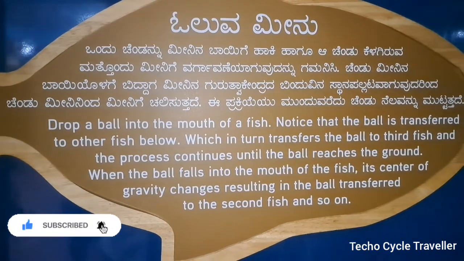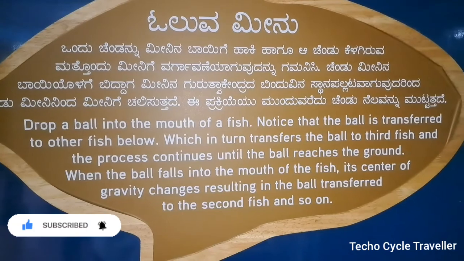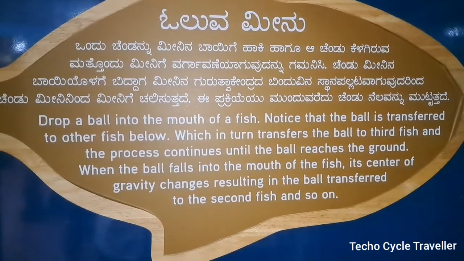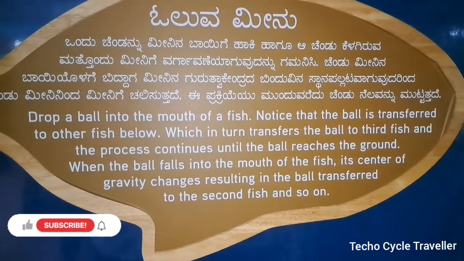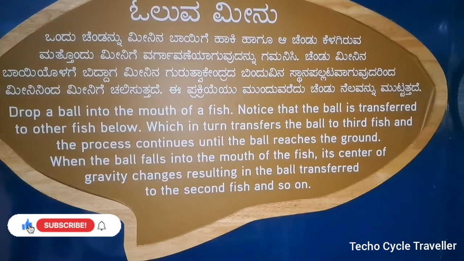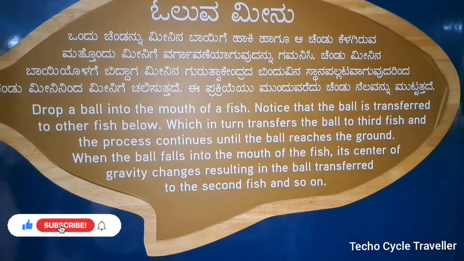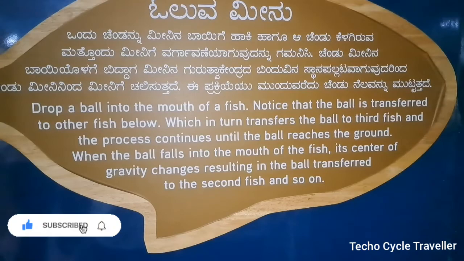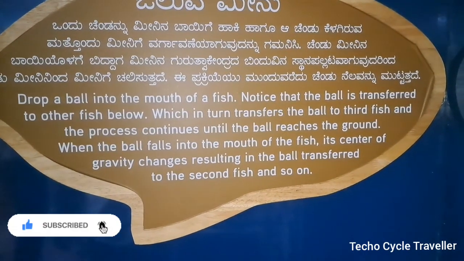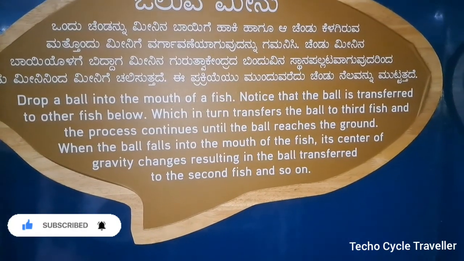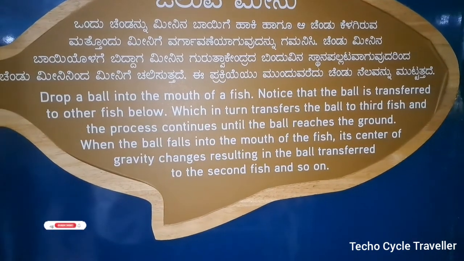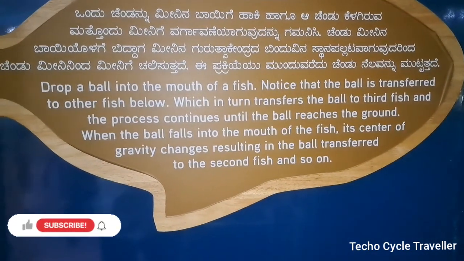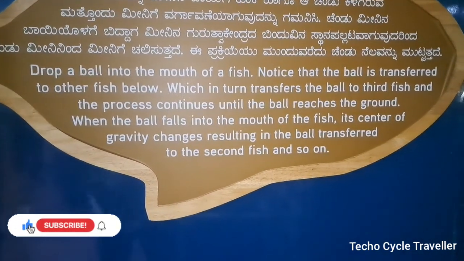Drop a ball into the mouth of a fish. Notice that the ball is transferred to the other fish below, which in turn transfers the ball to the third fish, and the process continues until the ball reaches the ground. When the ball falls into the mouth of the fish, the center of gravity changes, resulting in the ball being transferred to the second fish and so on.